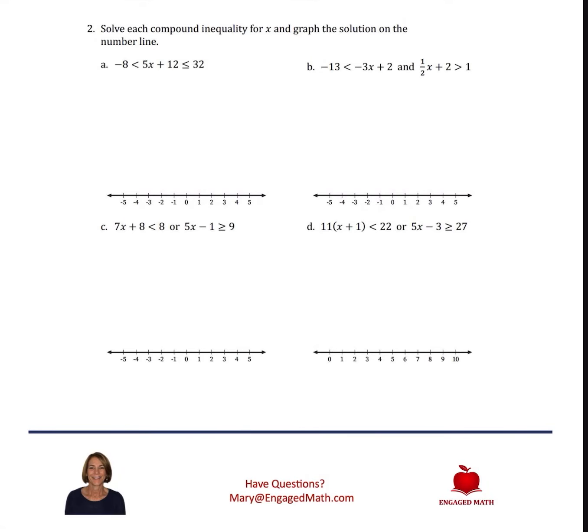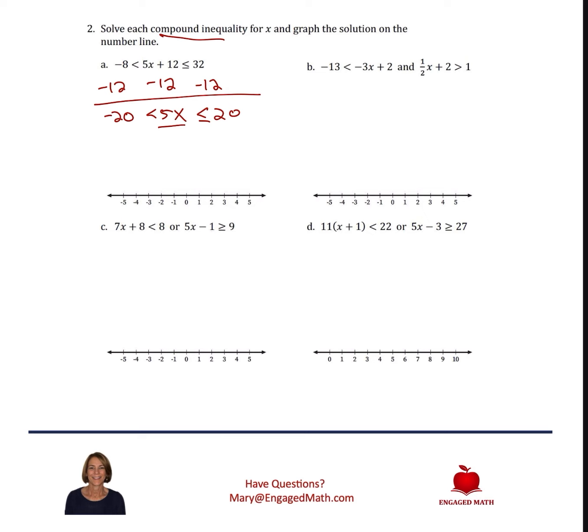Welcome to lesson 3, problem number 2, where we are solving compound inequalities. Okay, let's get started with the first problem, 2a, and we're going to start by trying to get the x, the variable, by itself. We're going to do that by subtracting 12, but we have to do it from every one of the three sections. So now we're going to get negative 20 is less than 5x, which is less than or equal to 20.